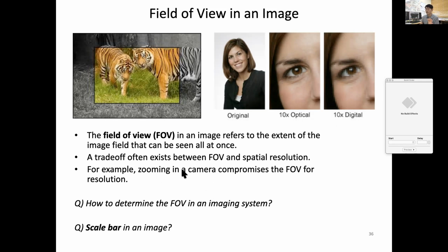Okay, so these two still have the same field of view, while the resolution will be different. So for example, zooming in a camera like this, you actually compromise field of view for the resolution. And how do you determine the field of view of an imaging system?